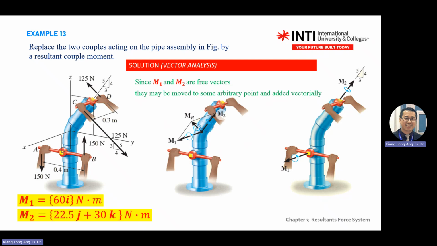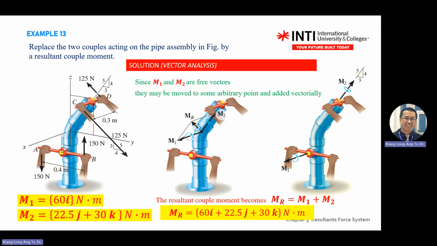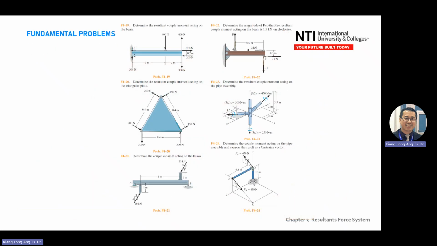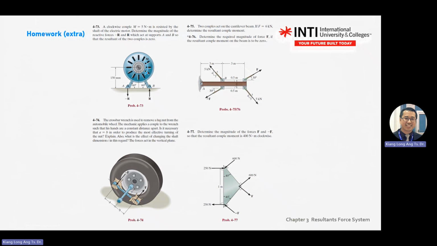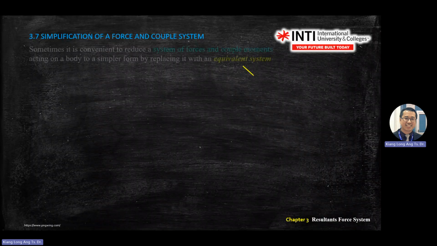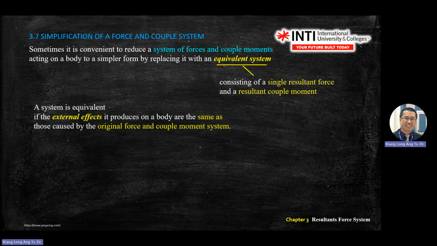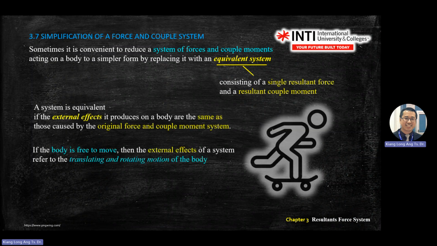Okay. So another one is you replace. So you pull your moment one and moment two to one of the points. You join the two ends together, and you have a resultant. So basically, you just pull your i, pull your j, pull your k, add together. Okay, we have done with couple. We go to simplified resultant.